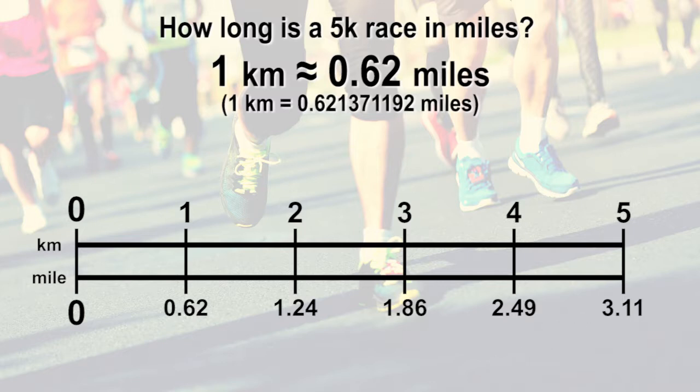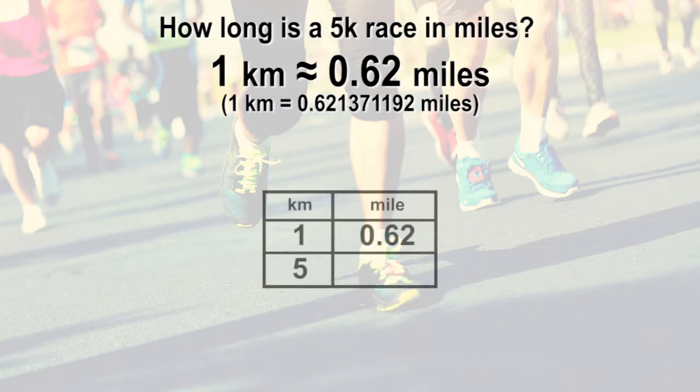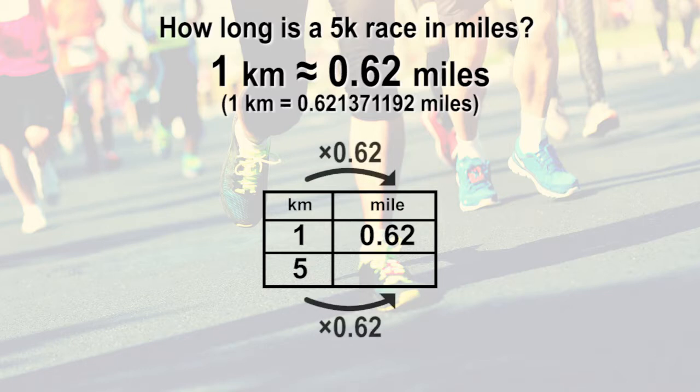We can also solve this problem using a ratio table. If 1 kilometer is equal to 62/100 miles, we can see that we need to multiply by 62/100 to find the answer. 5 kilometers times 62/100 equals 3 11/100 miles.